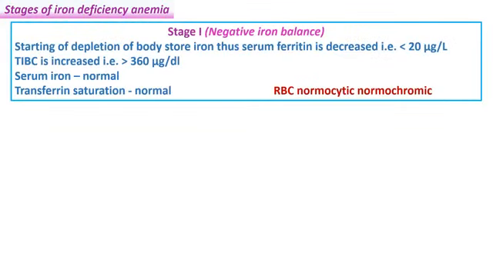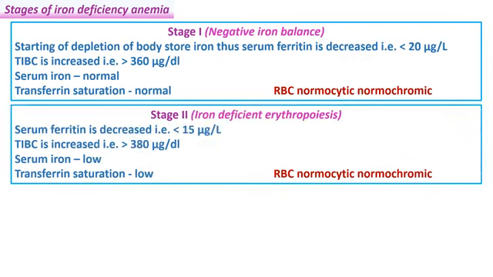Stages of iron deficiency anemia. Stage 1, that is negative iron balance. In this stage, there is no anemia. There is starting of depletion of body iron store. The serum ferritin is decreased, that is less than 20 microgram per liter. TIBC is increased. Serum iron low, transferrin saturation normal. RBC normocytic and normochromic.